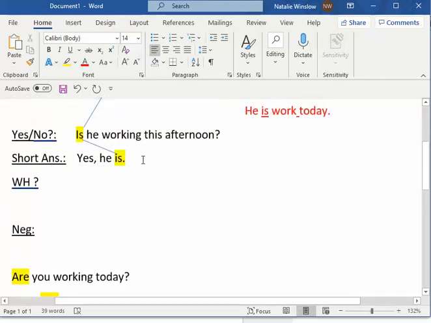Then here, of course, with a negative, no, he isn't. One thing you should also make sure of, remember that you cannot say yes, he's. You can't do that. When is or am or are is the last word in the sentence, you must spell it out, right? That is not correct.